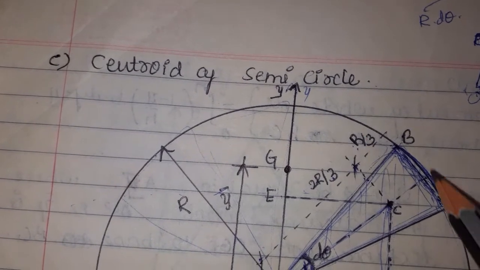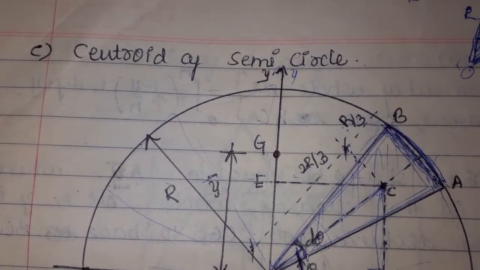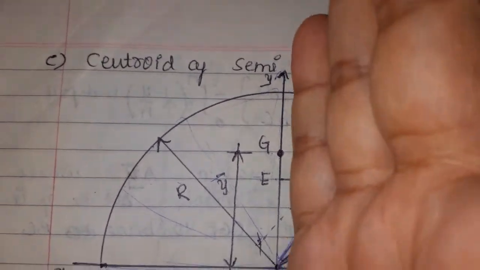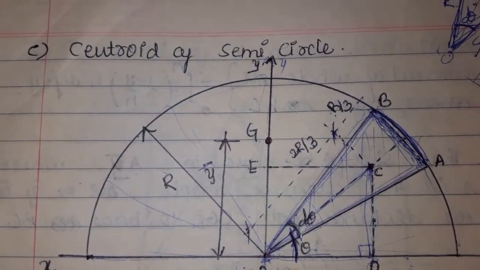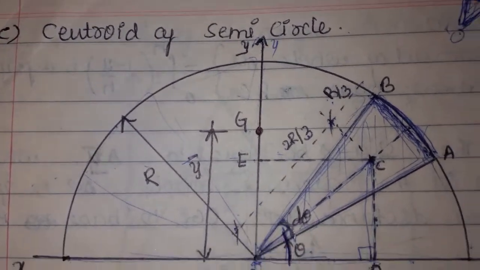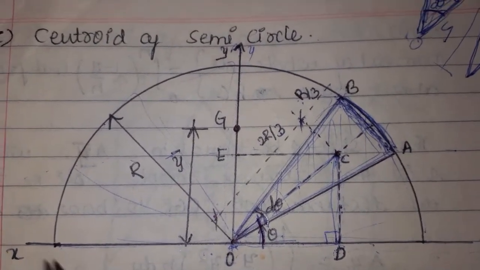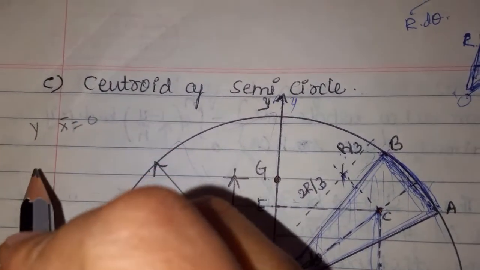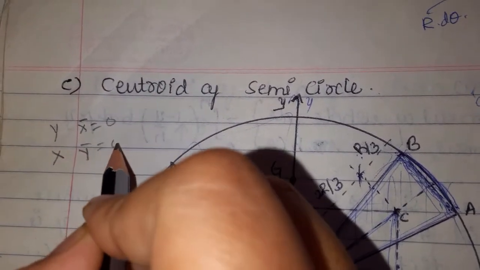As you can see from the figure itself here, this semicircle is symmetrical about the y-axis. If you cut this semicircle in the y-axis, here also the same portion will be there. On this side also the same portion will be there. So as you know, when any figure is symmetrical about any axis, if it is symmetrical about the y axis, then x bar will be equal to 0. If it is symmetrical about the x axis, then y bar will be equal to 0.